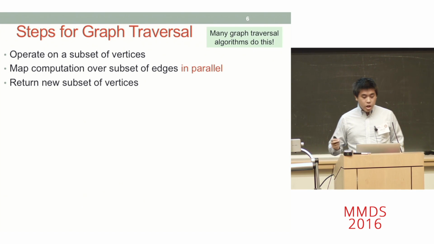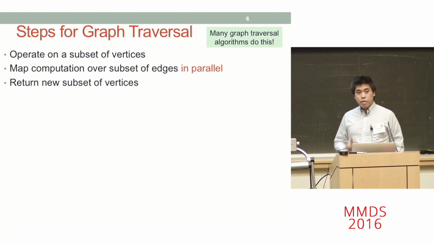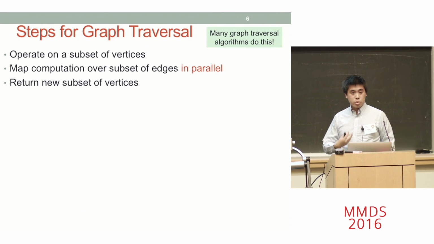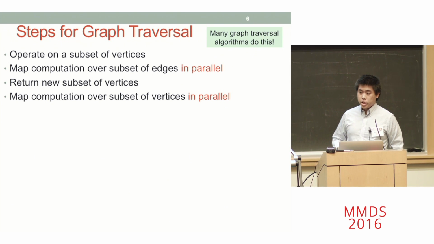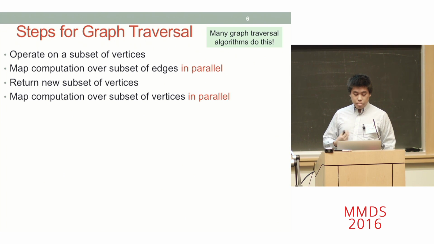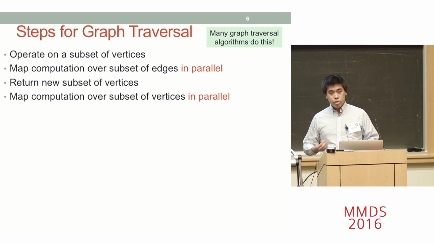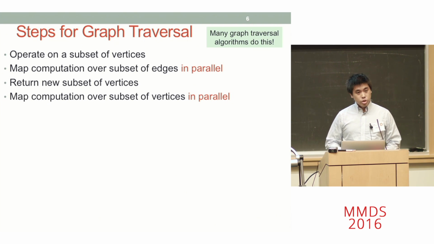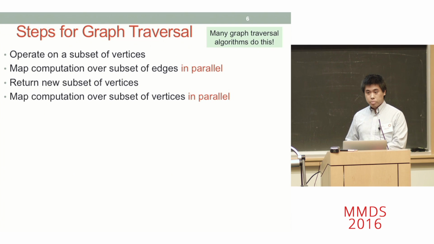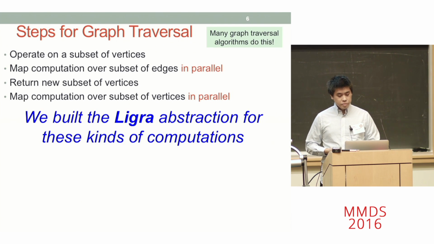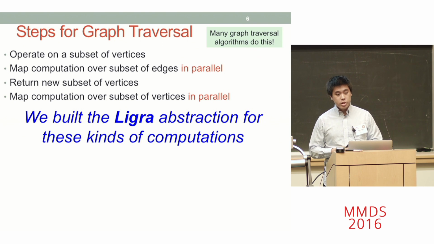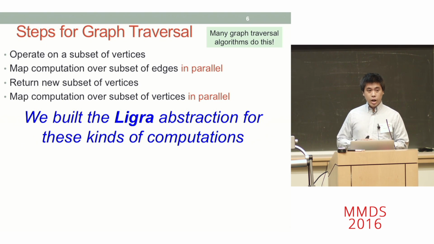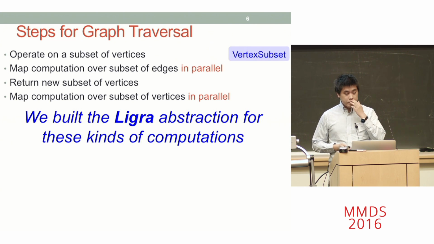But actually, this is not just limited to BFS. Many graph traversal algorithms do this. They follow these 3 high-level steps. Some of them also have a 4th step of mapping some computation over a subset of vertices in parallel. This is used to update local information associated with the vertices. So BFS doesn't do this, but something like PageRank would, as you'll see later. So we built the Ligra abstraction to capture these types of computations that follow these 3 or 4 high-level steps that I've shown on this slide.